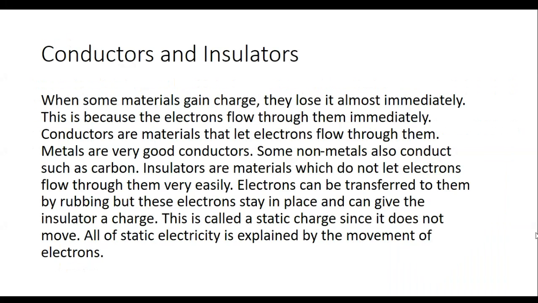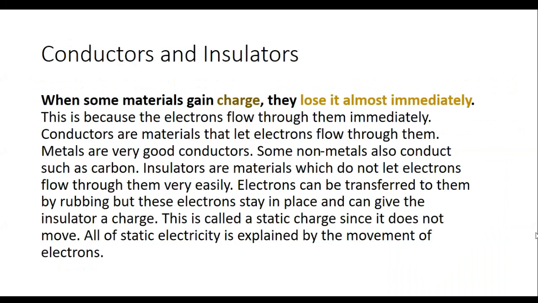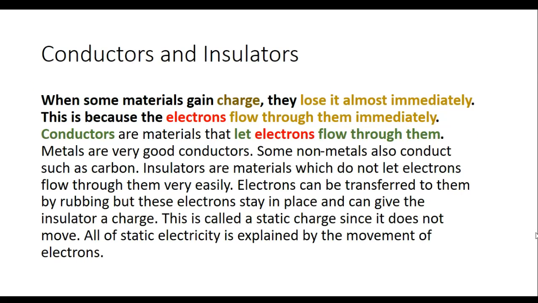As you can see in the picture, there is a spark that's formed because of the static electricity. When some materials gain charge, they lose it almost immediately. This is because the electrons flow through them immediately. So as soon as they come in, they also then come out. Conductors are what we call materials that let the electrons flow very quickly through them. Metals are examples of good conductors. There are also non-metals that conduct, for example carbon.